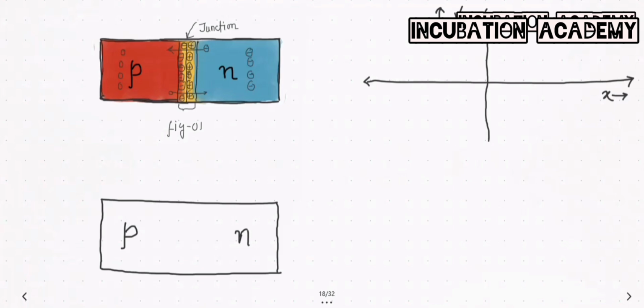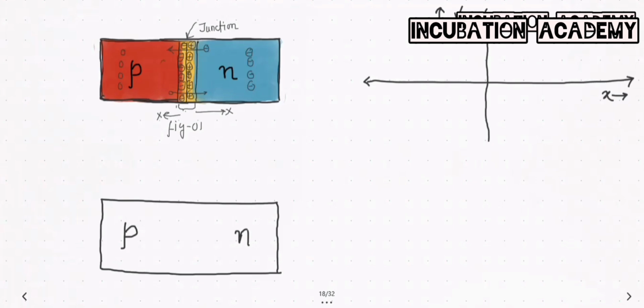Obviously, then what will happen? This depletion region is formed, but it is only this much or a little bit more than that. It is not that this region expands over the whole bar. It is not happening. Why is it not happening? What is the reason behind that?